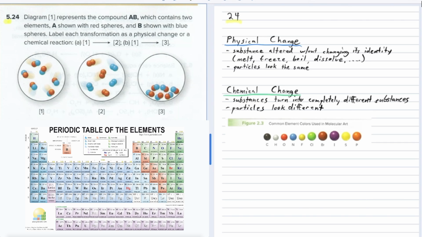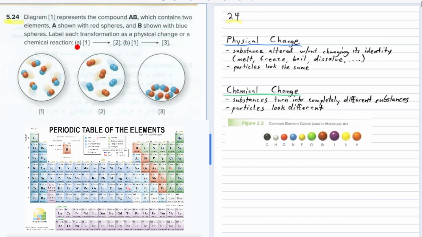Problem number 24. Diagram 1 represents the compound AB, which contains two elements A and B. So there's diagram 1, A shown with red spheres, B shown with blue spheres. Label each transformation as a physical change or a chemical reaction.